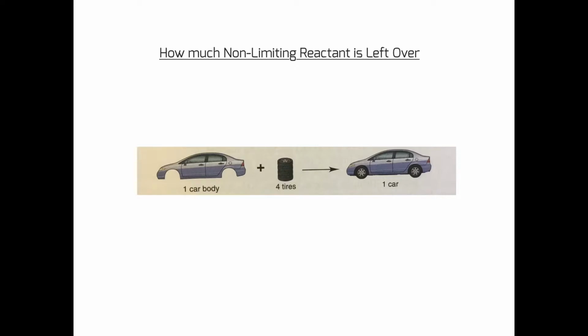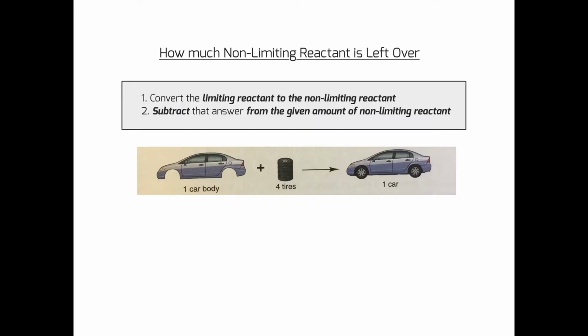Now we're going to look at how to figure out how much of the non-limiting reactant is left over after the reaction is complete. So we saw in our last example that car bodies were our limiting reactant, which means we ran out of these first and had some tires left over. So let's look at how to calculate how many tires we had left. So step 1 tells us to convert the limiting reactant to the non-limiting reactant. And step 2 tells us to subtract that answer from the given amount of non-limiting reactant. So let's look at an example to see what this means.